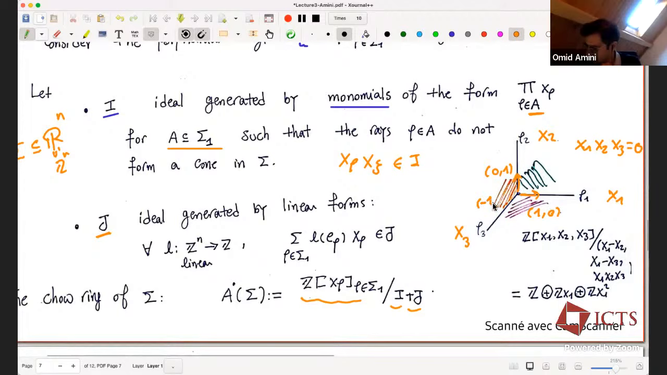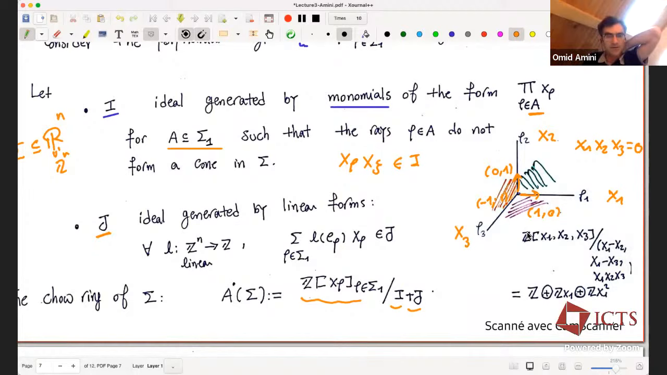Minus one. Okay. So now you have the linear form, which sends (1, 0) to 1 and (0, 1) to 0. So this is the dual. You take a basis, the basis (1, 0), (0, 1) of R^2. So to have the projection to the first coordinate, this is a linear form. So this should define a linear equation among x1, x2, x3.